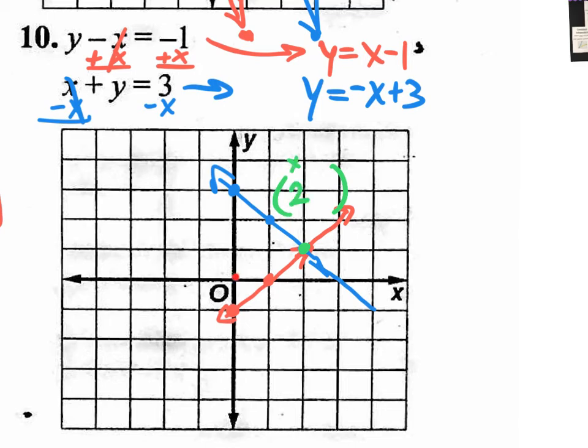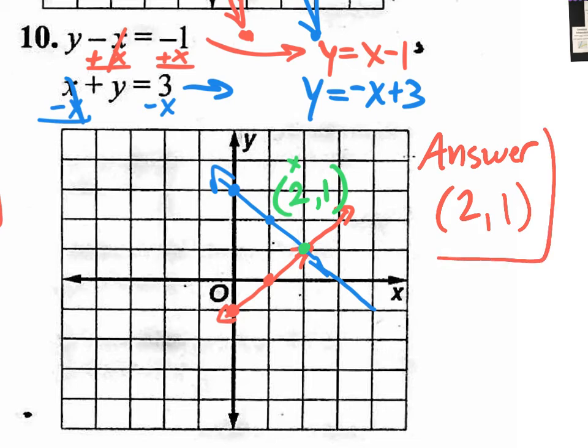And my y value, again, 1, 2 on the x, and my y value is 1 because it went up 1. So my y value is 1. And there's my answer, 2, 1. So the answer is 2, 1.